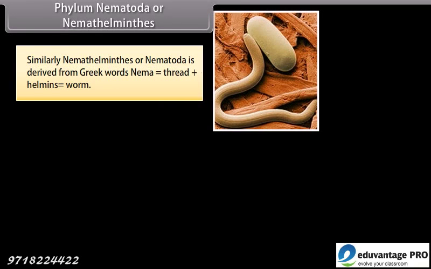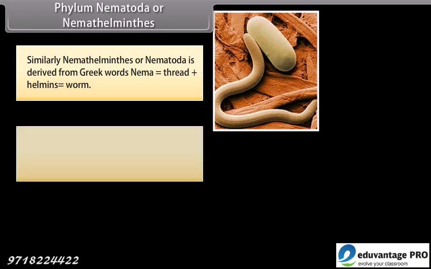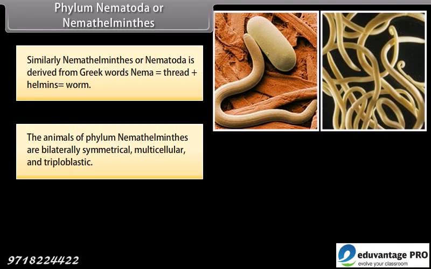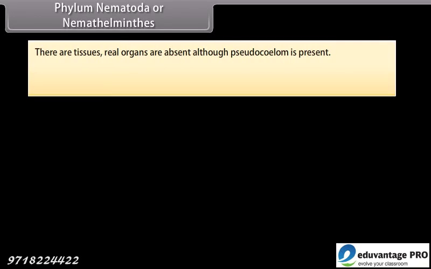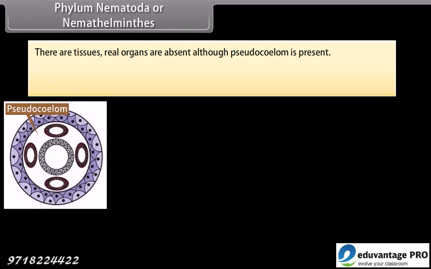Phylum Nematoda or Nemathelminthes. Similarly, Nemathelminthes or Nematoda is derived from Greek words nema, which is thread, plus helminths, worm. The animals of phylum Nemathelminthes are bilaterally symmetrical, multicellular, and triploblastic. Their body is cylindrical, tapering at its ends. There are tissues. Real organs are absent, although pseudocoelom is present.